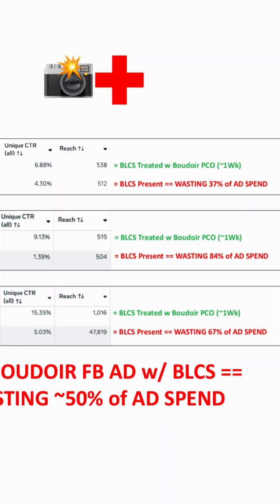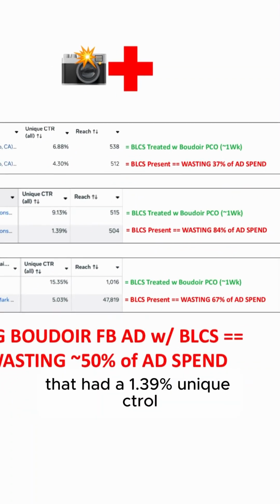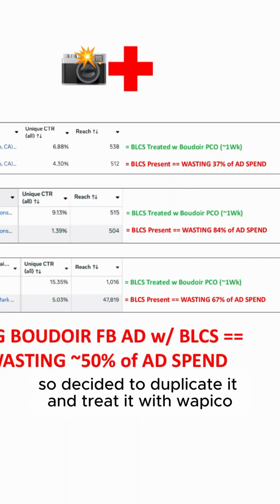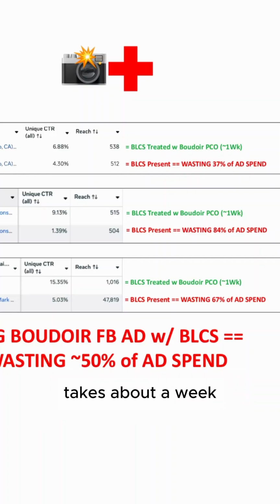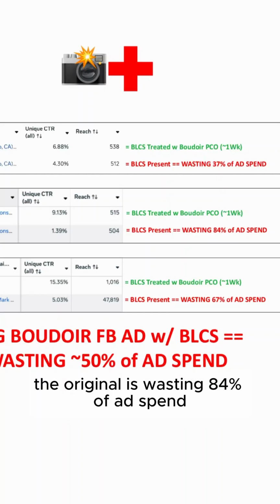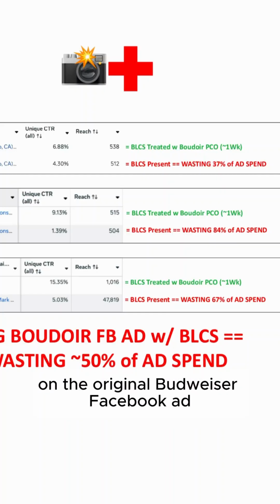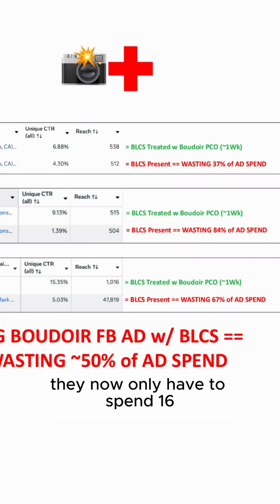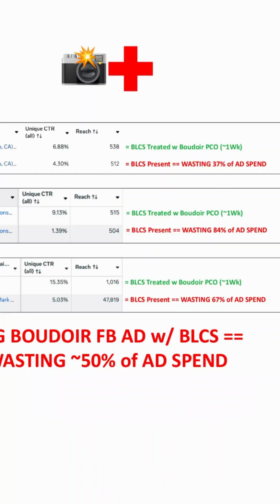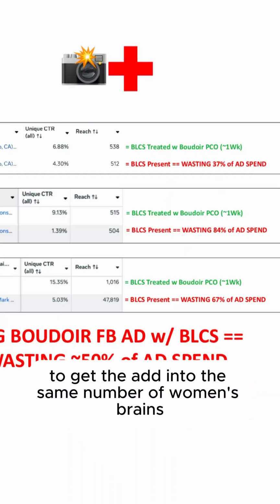Second part of the residency, found a Boudoir Facebook ad that had 1.39% unique CTR all. So we knew that BLCS was present, and so decided to duplicate it and treat it with Boudoir Pico. Takes about a week. I got the unique CTR all up to 9.13%. So we actually discovered that the original was wasting 84% of ad spend. So if they're spending 10 grand a month on the original Boudoir Facebook ad, they now only have to spend $1,600 a month on the Boudoir Pico treated ad to get the ad into the same number of women's brains.